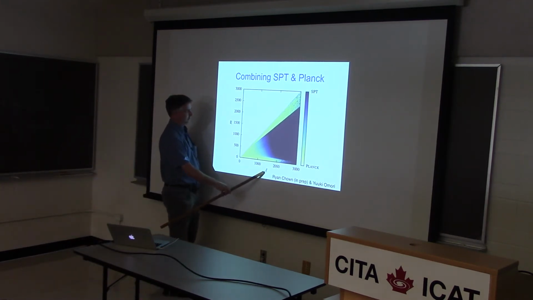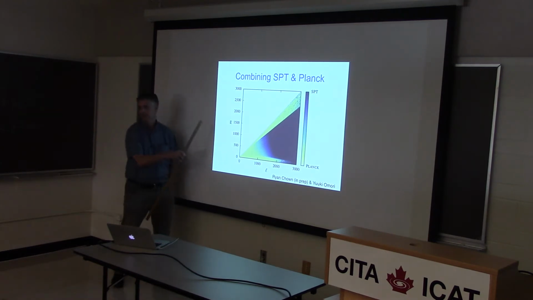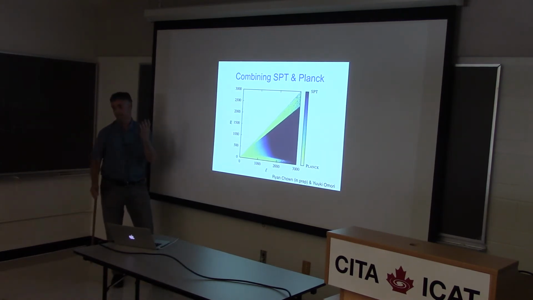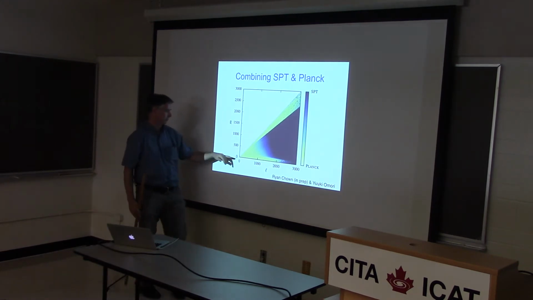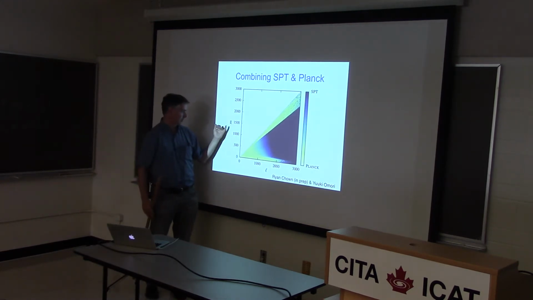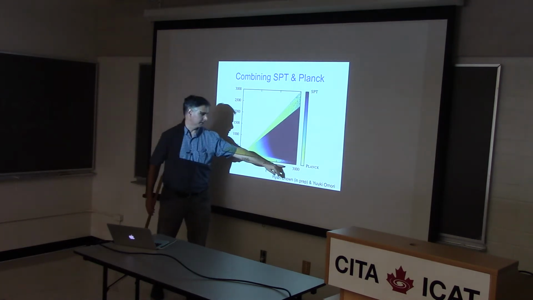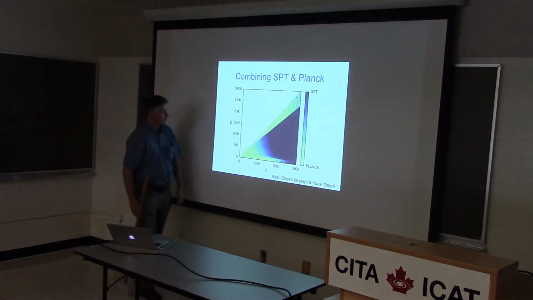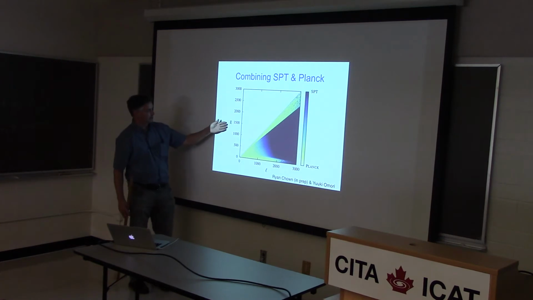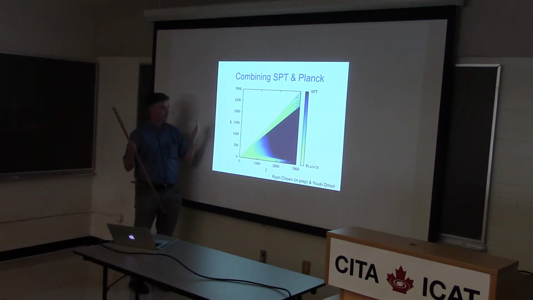Well, this is L and this is M. So these are the spherical harmonics, these are a_lm. When you do your harmonic expansion on a sphere, you're probably used to doing quadrupoles from quantum mechanics. Well, here we're going out to L of 3000. And what this is showing is the relative weights of SPT and Planck on different parts of the sky.